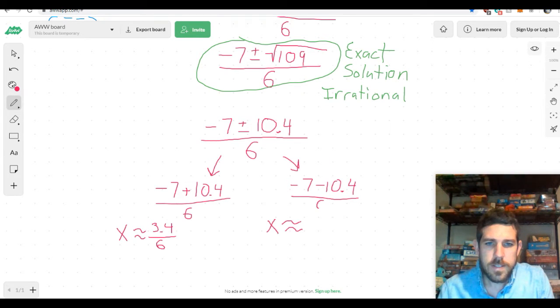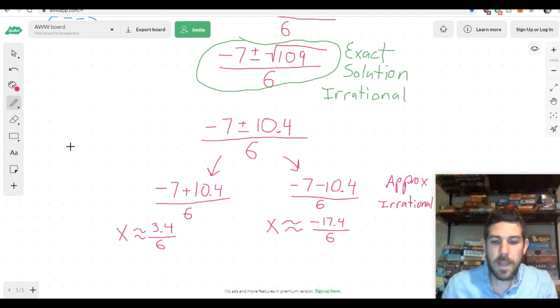Oh, we forgot to put the 6 down there. All right, -7 minus 10.4 is going to be -17.4 divided by 6. That's another approximate answer. These are approximate answers. And they're still irrational, though, because we don't know exactly what the answer is. It's approximately that. Okay?